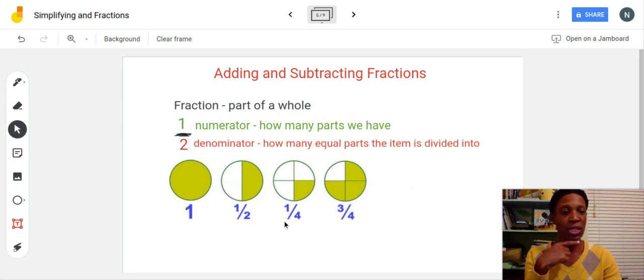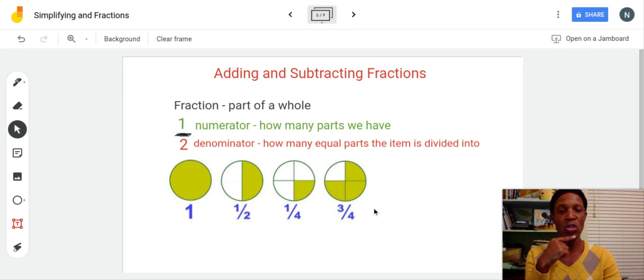We move over to this one. This pie is divided into four equal parts. So we have four in the denominator, and only one part is shaded in. So that is the numerator. The top number will be one.